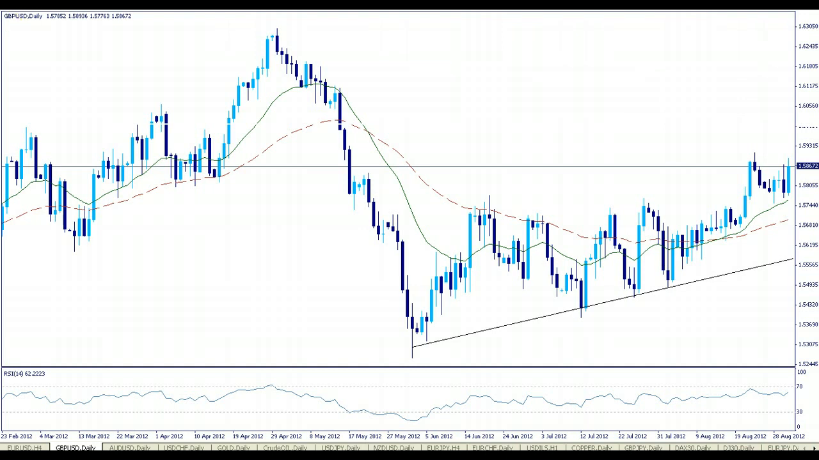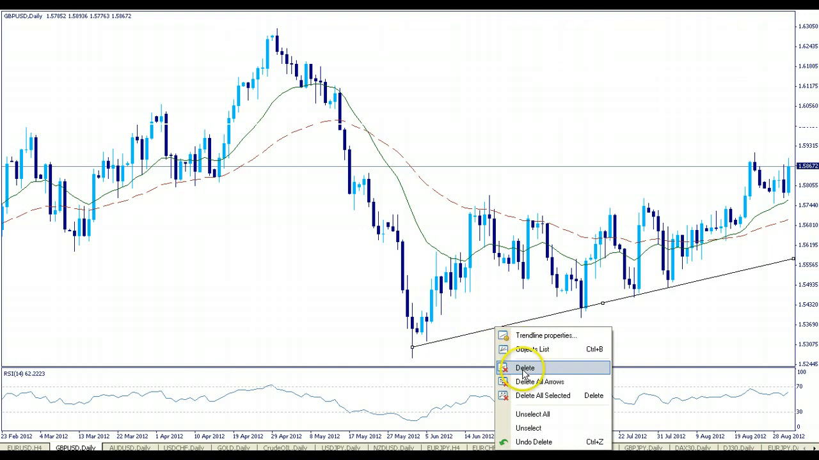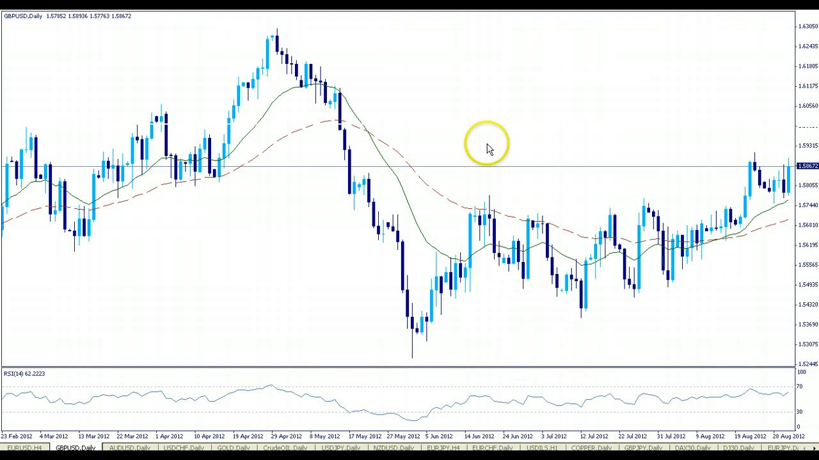And next week we're going to look at oscillators. I have a question for you. I'm going to remove all these and just keep the moving averages. Tell me what you think. What other support levels can you see by looking at these two moving averages? Let me know what you think.